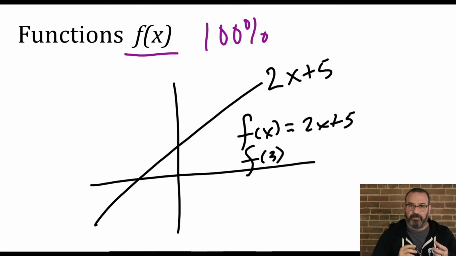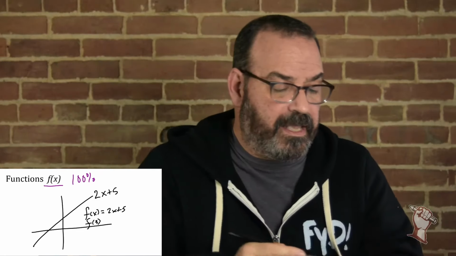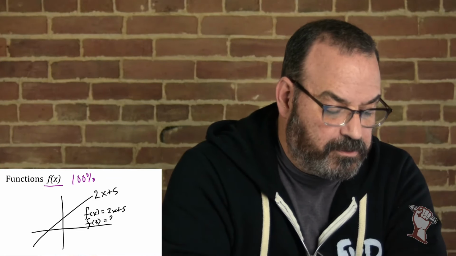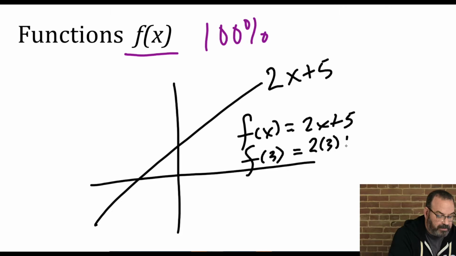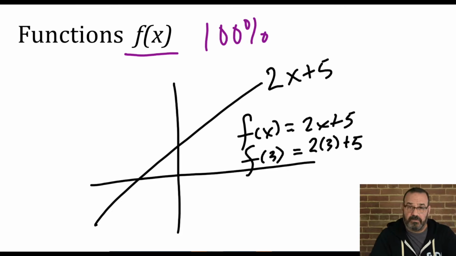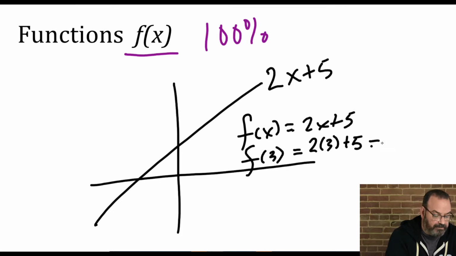What do you do with the 3? You put it in place of the x. And we have 2 times 3 plus 5. 2 times 3 is 6, plus 5 is 11.